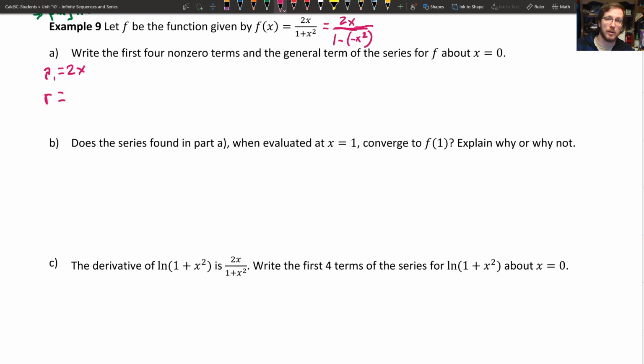Then our r value is the opposite of x squared. All right, so let's come up with our series from there. So initial term is 2x. We're multiplying by negative x squared every time, so that means we're going to alternate. So minus, got to have that 2 there.